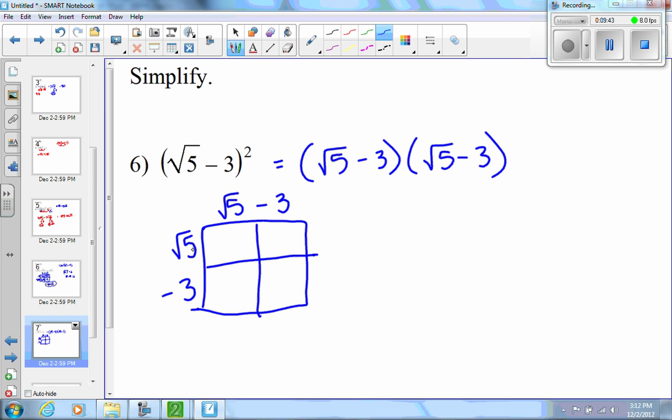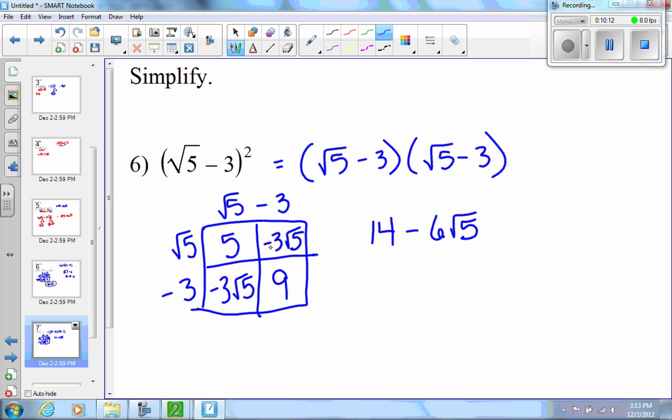Square root of 5 times square root of 5. Remember, squaring a square root gives me just a 5. Minus 3 root 5. This box, minus 3 root 5. Negative 3 times a negative 3 is a positive 9. Combine like terms. 5 plus 9 is 14. Negative 3 root 5 minus 3 root 5 is a negative 6 root 5.